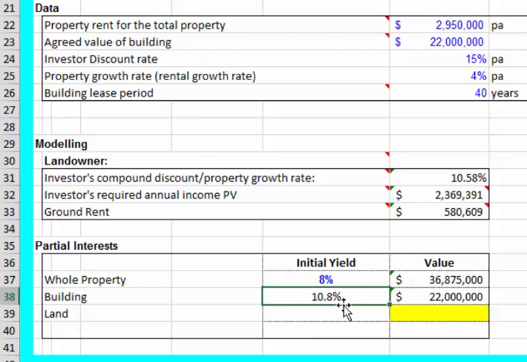Obviously with the growth and so on, that grosses up to equal the investor discount rate that we used in our initial computations. With these two values, we can now work out the value of the land by deduction. Now we have said in the notes that in the cases of partial interest, you remember from the last module, often there isn't a precise equation between the whole property, the value of the whole property, and the component parts being the building and the land.